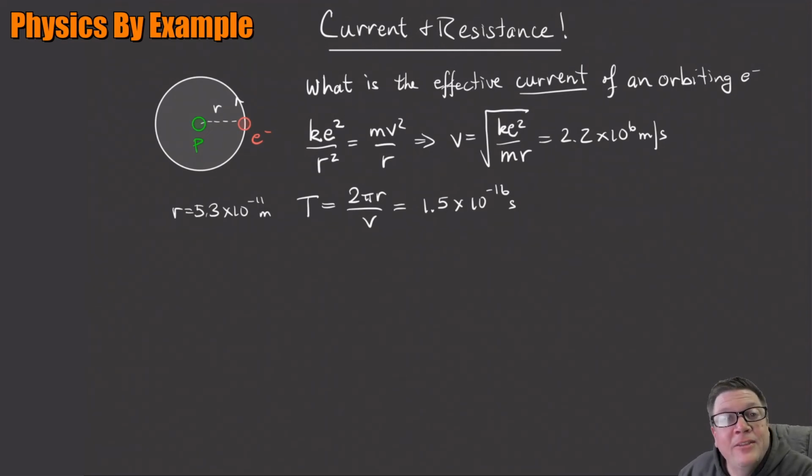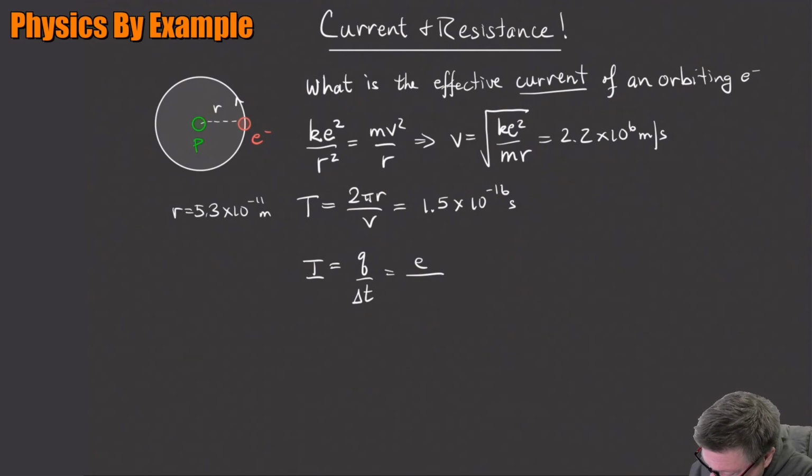Now we can get the current, because current is just an amount of charge divided by some amount of time. What's the charge? The charge is just e. And how long does it take to go around? We just found that out. That was our period. If you take the charge and divide it by the period we just found, what you get is a really cool number, about 1 milliamp.